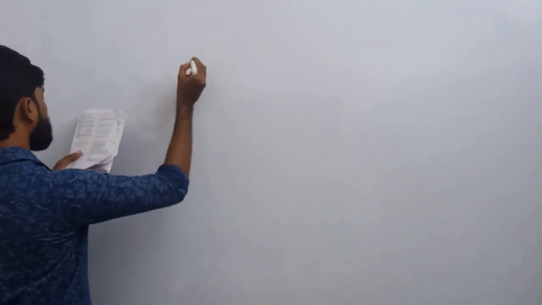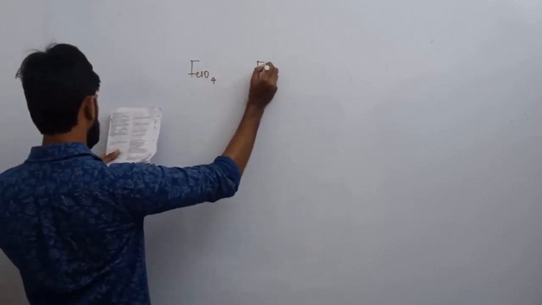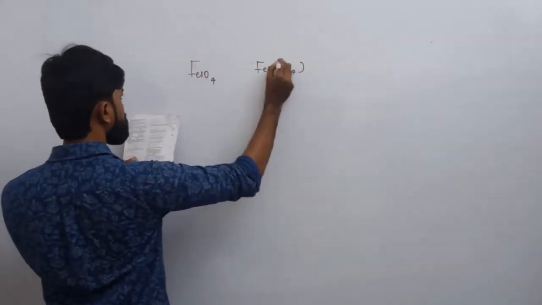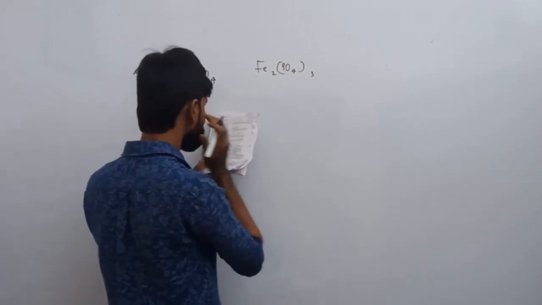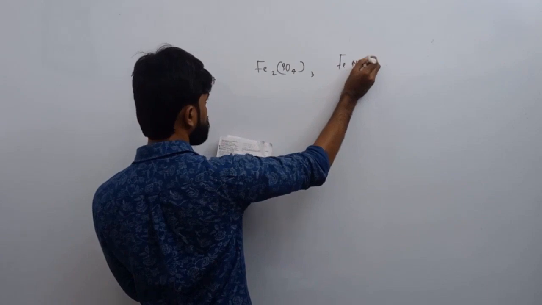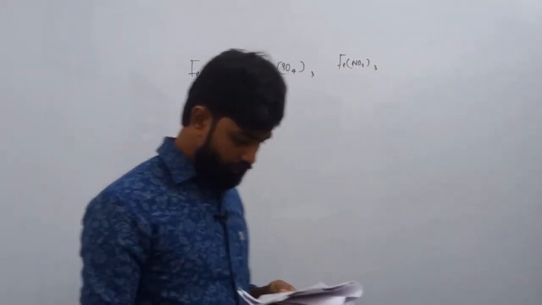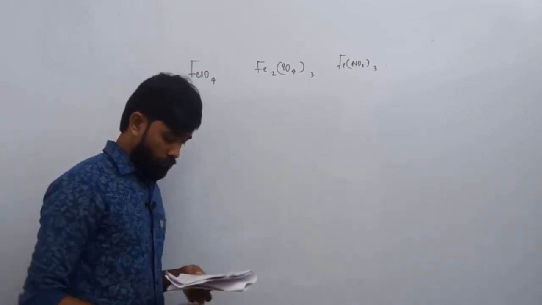The same current is passed through electrolytes like FeSO4, Fe2(SO4)3, and Fe(NO3)3. Then which of the following is true? That is the question.